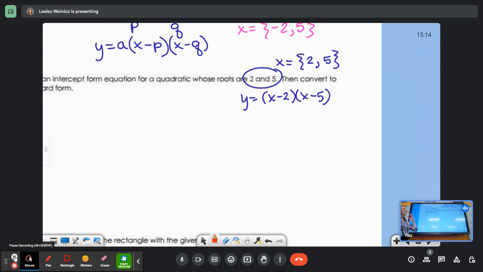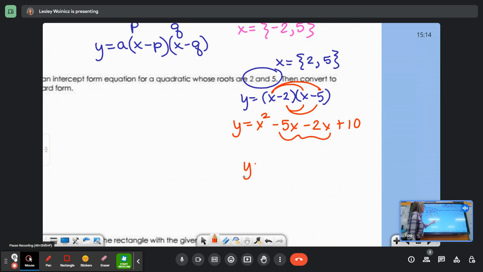Now, how do we turn this into standard form? How do we get rid of parentheses? Distribute. So that would be y equals x squared, and then x times -5 gives us -5x, -2 times x gives us -2x, and -2 times -5 gives us +10. We have like terms, and we get y equals x squared minus 7x plus 10. Done.